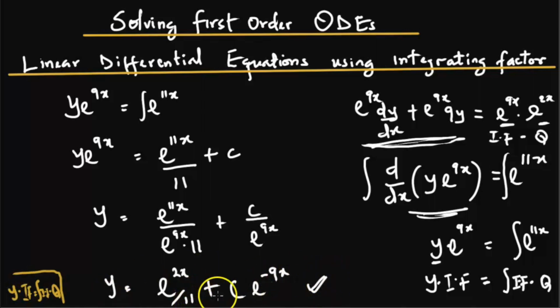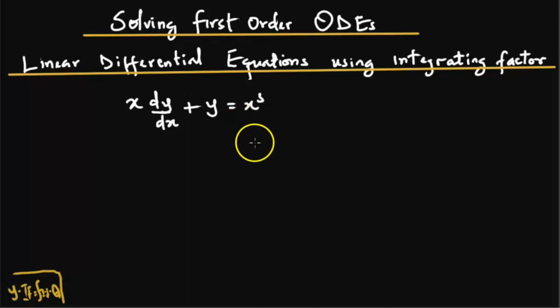So let's look at one more question and apply the formula to solve it faster. So how do we solve this problem? x dy/dx plus y equals x cubed. Recall that for us to use the integrating factor method, our differential equation must be in the format dy/dx plus py equals q.